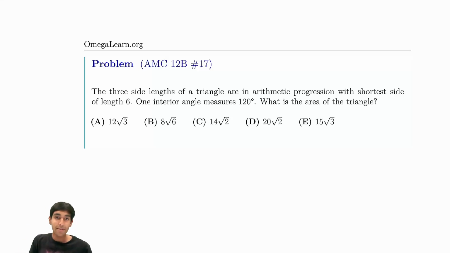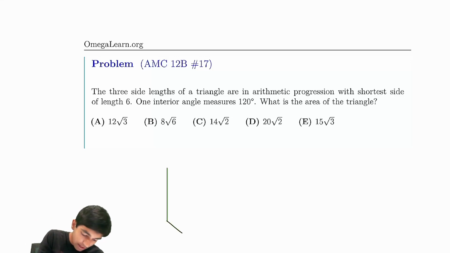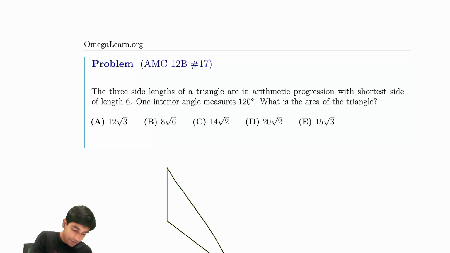Let's now tackle number 17 on the 12B. Three sides of a triangle in arithmetic progression with shortest side 6. One interior angle is 120 degrees, and we want to find the area.